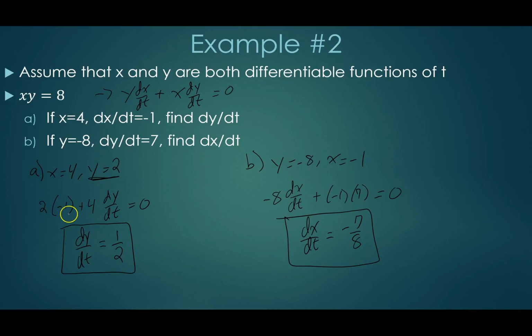So I have y, I have dx dt, I have x, I need to solve for dy dt. So 2 times negative 1 plus 4 dy dt equals 0. When we solve that, that's how we're getting a half. And then same thing for part B.